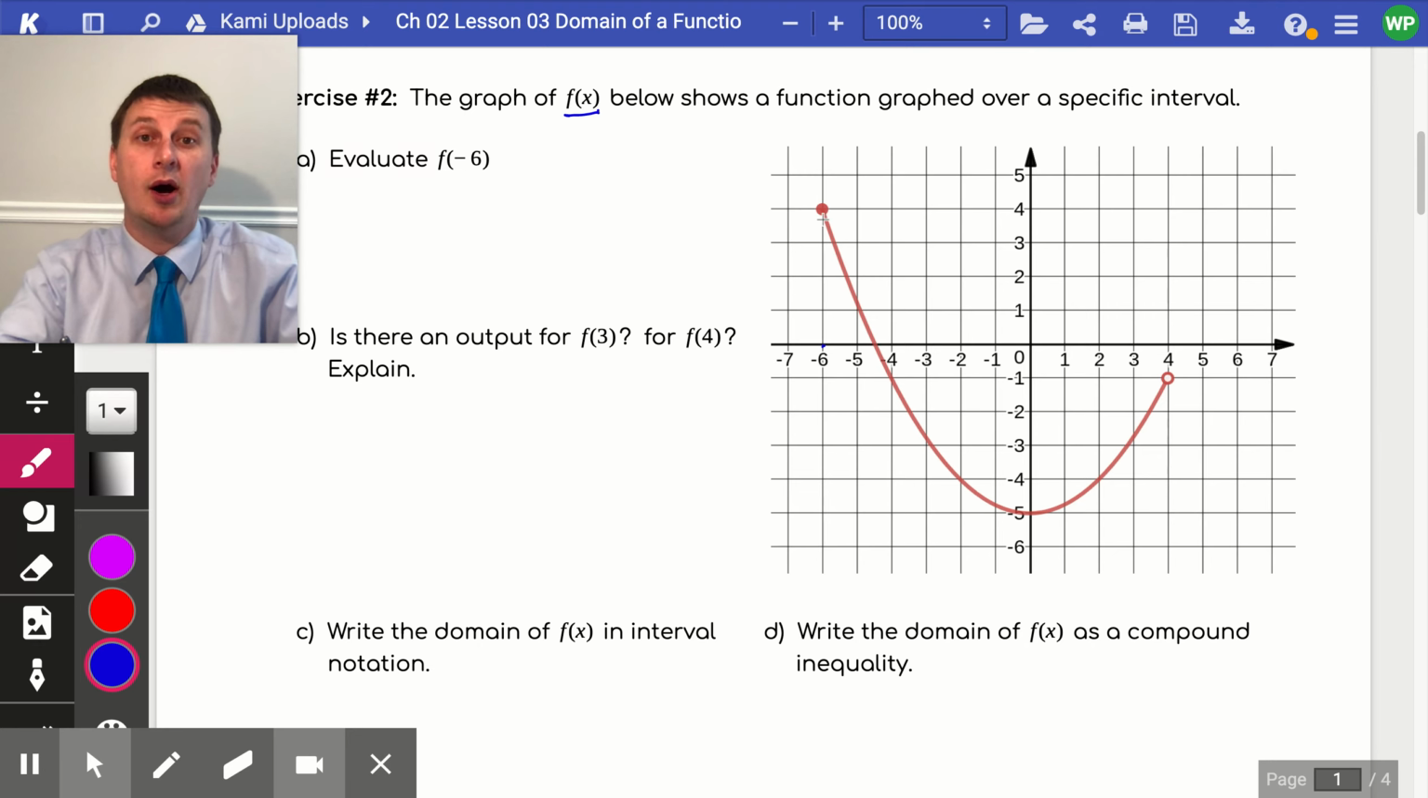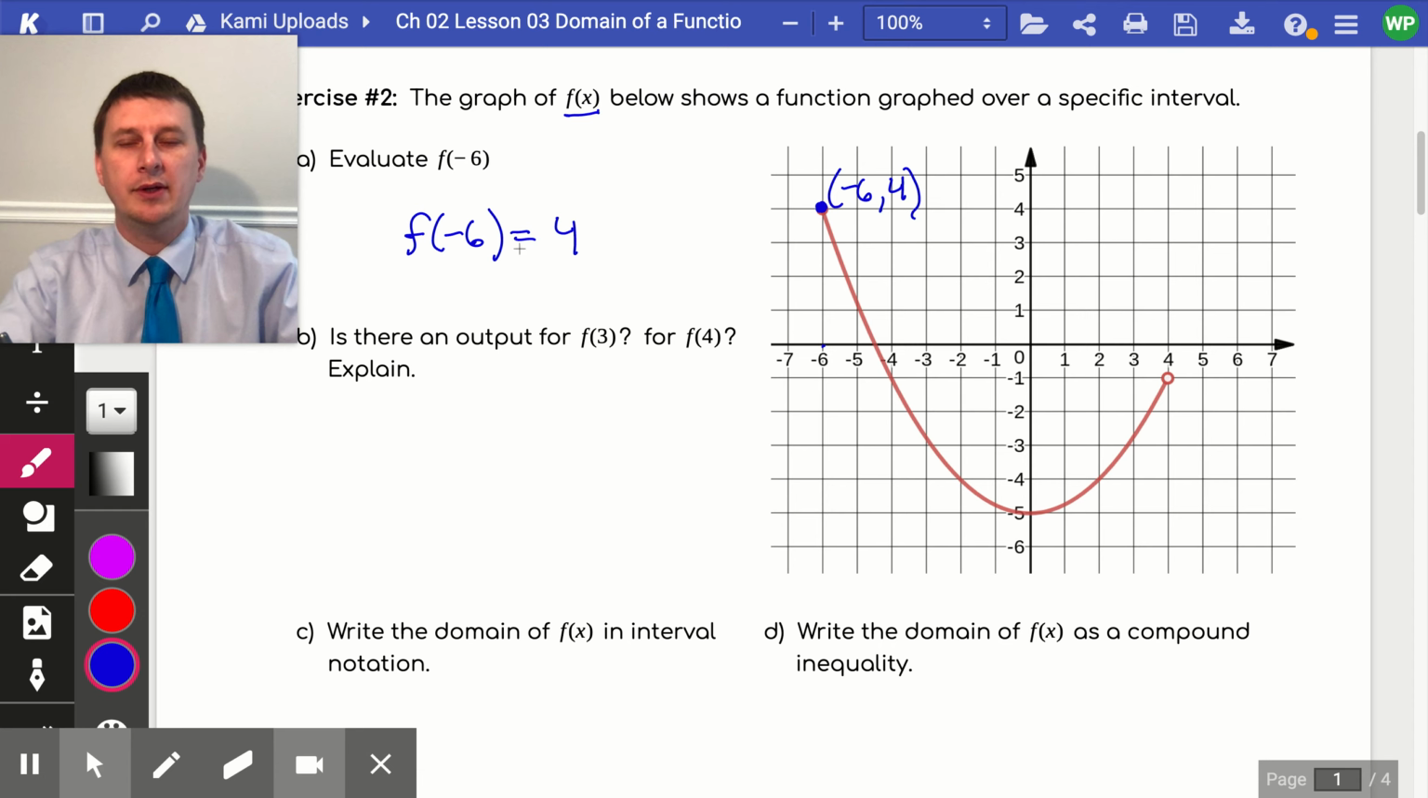In this case, I need to go up to hit my function. And I hit the function at this point right here. And that's the point (-6, 4). So when my input is -6, that leaves me an output of +4. So if I were to evaluate or solve, I would get 4 as my solution.